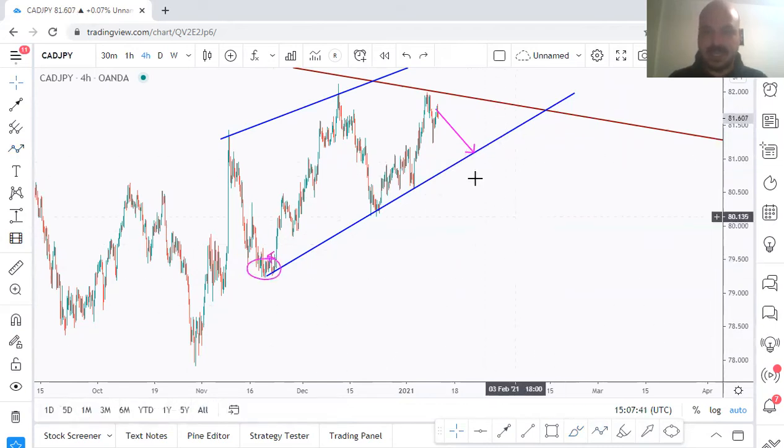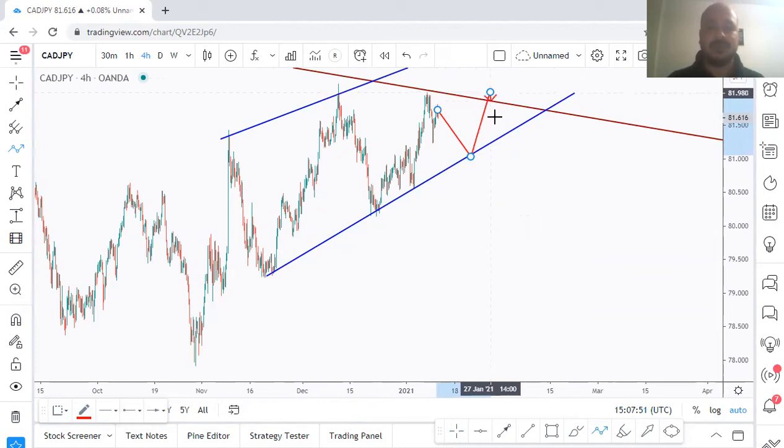So here we go. I will draw a path of what we'll be waiting for. So waiting for this swing to form, then an upward movement. We can't really know from where, but we are waiting for this one, and here we go.